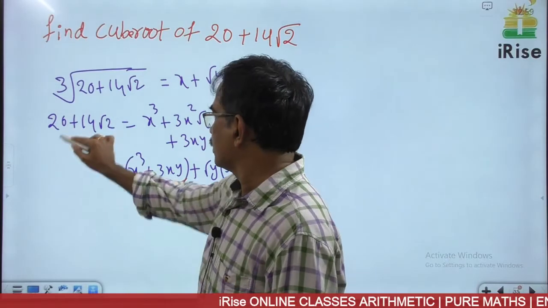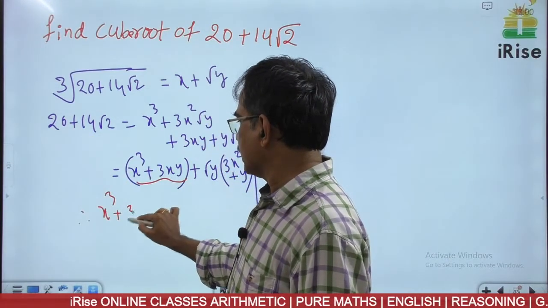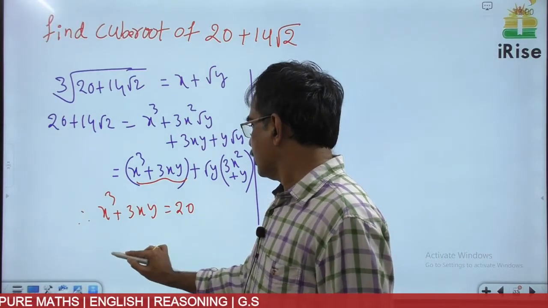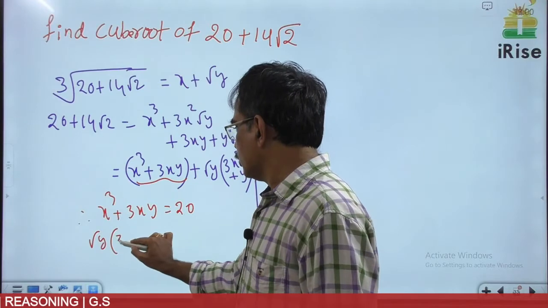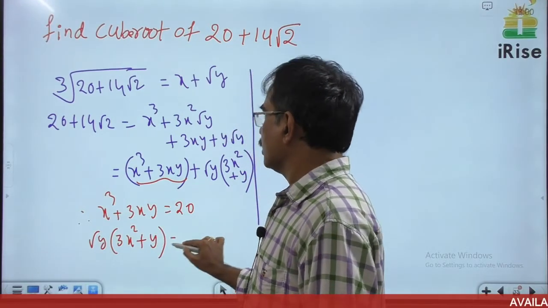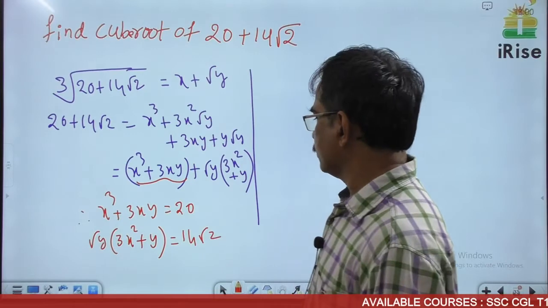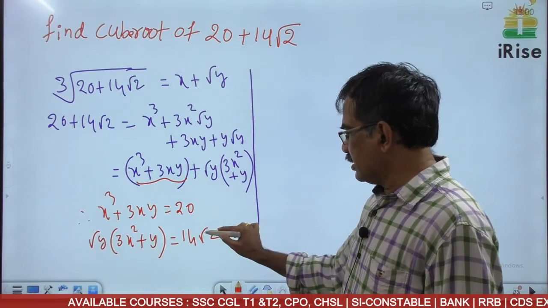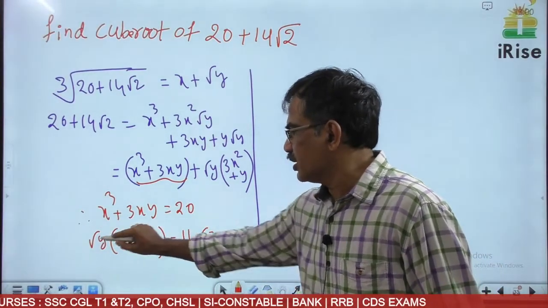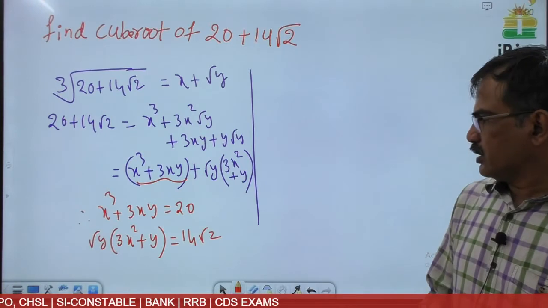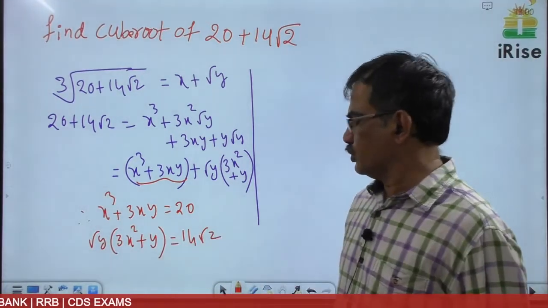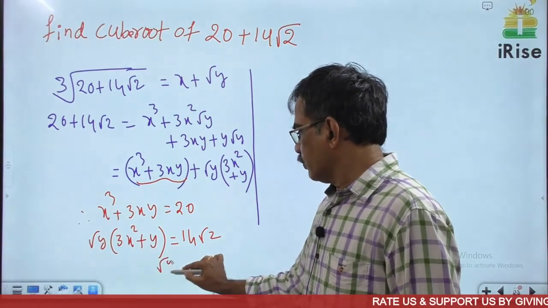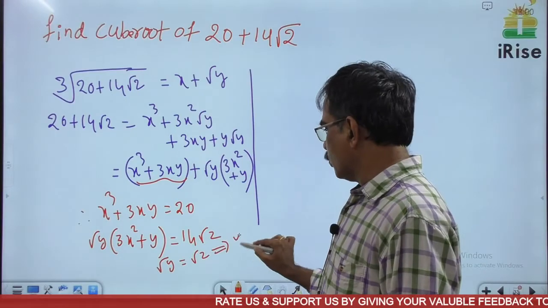Therefore, compare this with this. Therefore, x cube plus 3xy is equal to 20, and root y into 3x square plus y is equal to 14 root 2. See carefully, this is 14 into root 2, a rational number into root y. Generally, not always, root y is equal to root 2. If root y is equal to root 2, this implies y is equal to 2.